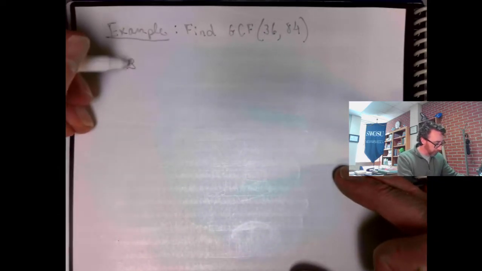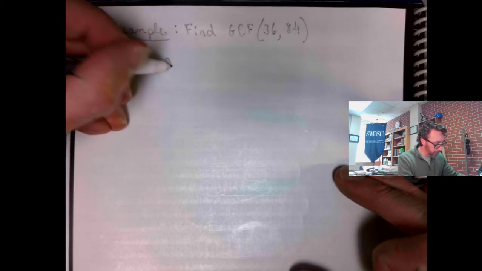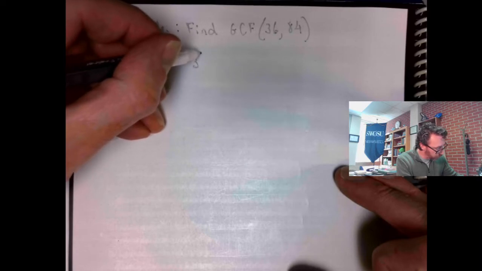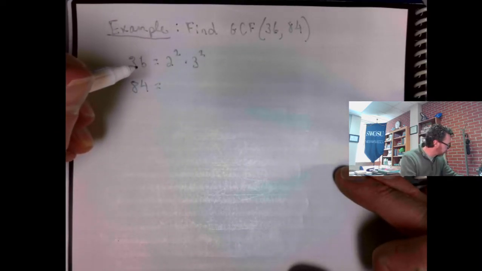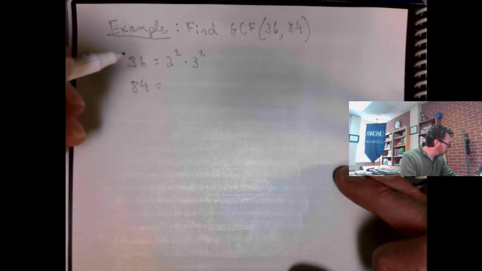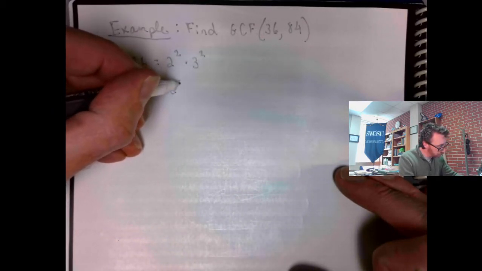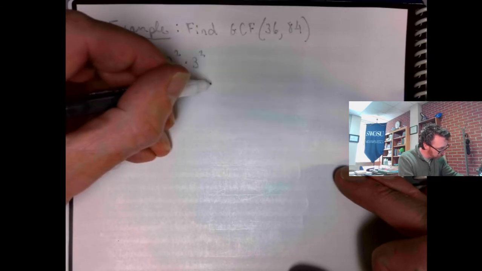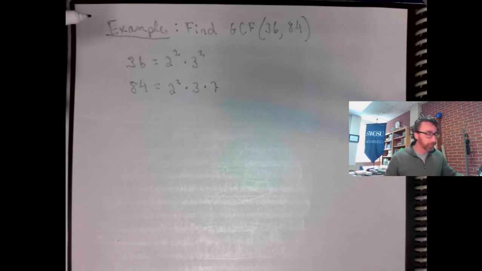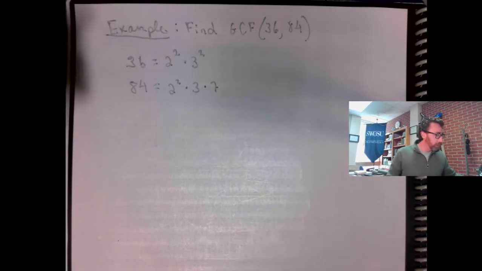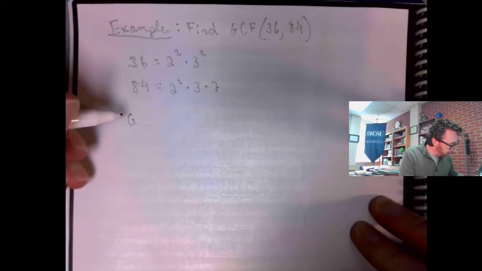Okay, now I did the factorizations earlier. Well, we know what 36 is. That was just in the last example. 2 squared times 3 squared. 84. Let's look at what this is. 84 factors into 2 squared times 3 times 7. Okay, if you don't believe me, you can do a factor tree. Okay, so let's look at our GCF.